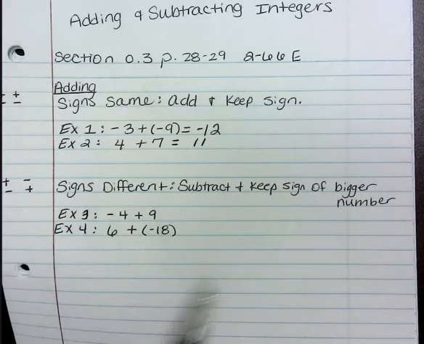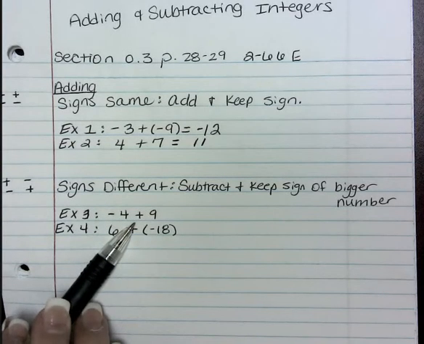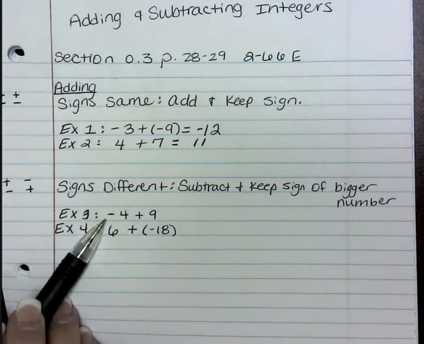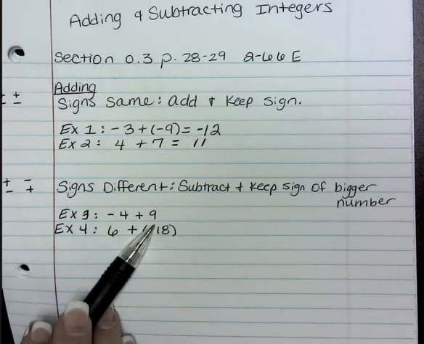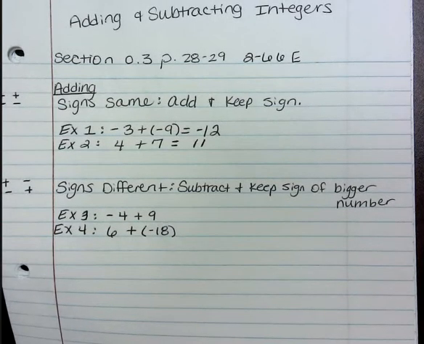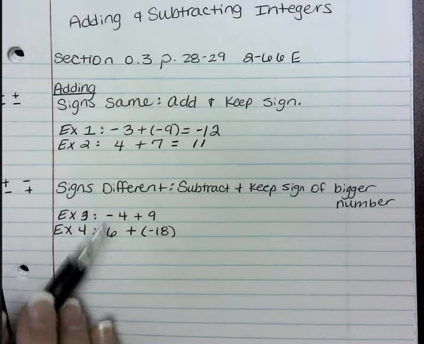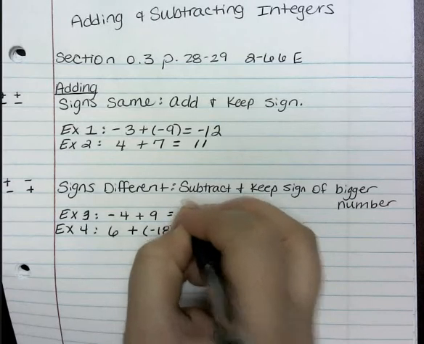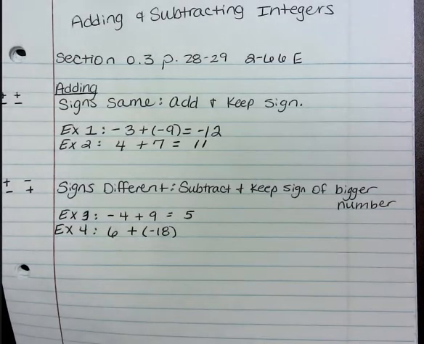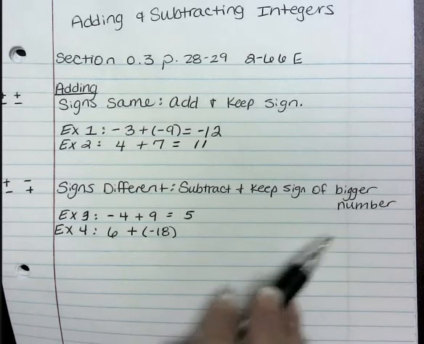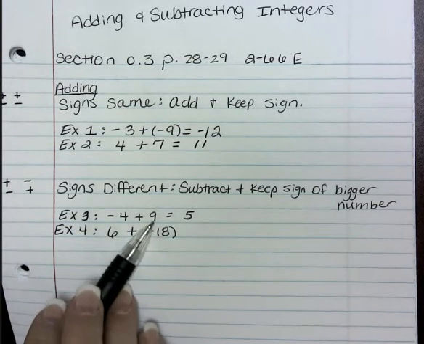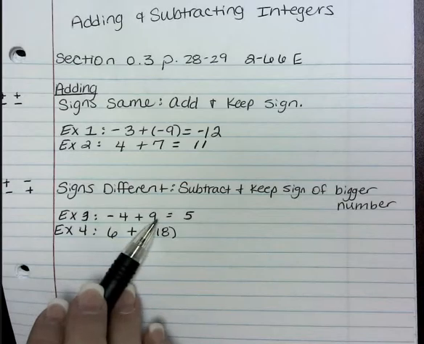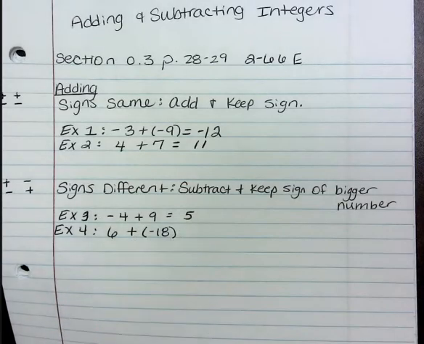So let's look here at example 3. You're adding and you've got different signs. You've got a negative number and a positive number. Okay, so that means we have to subtract those numbers. 9 minus 4 is 5. And then it says keep the sign of the bigger number. Well, the bigger number was 9. The 9 was positive. So that means my answer is also positive.